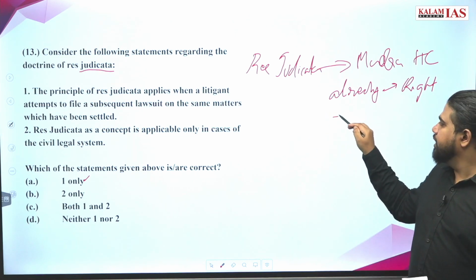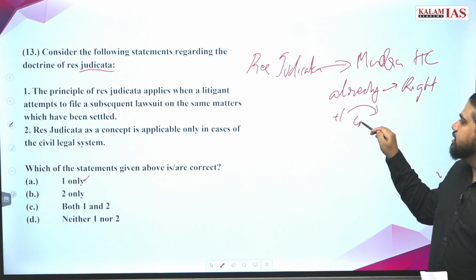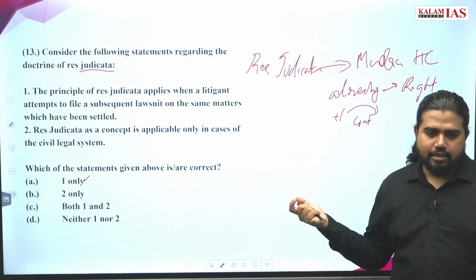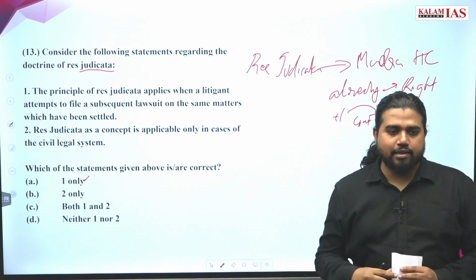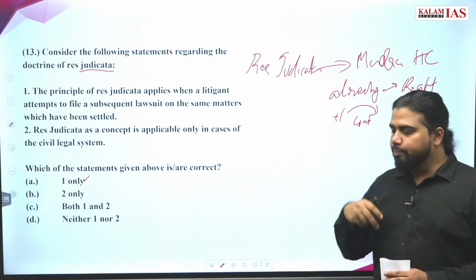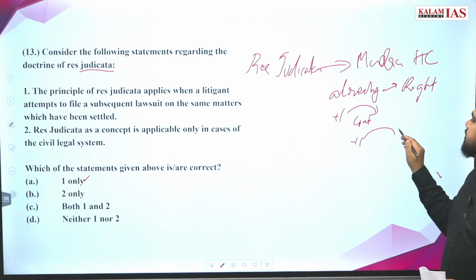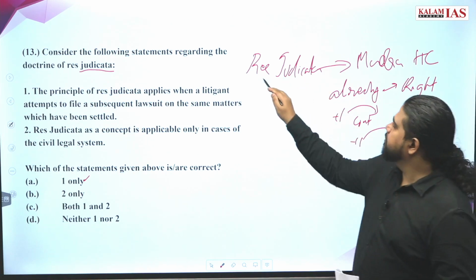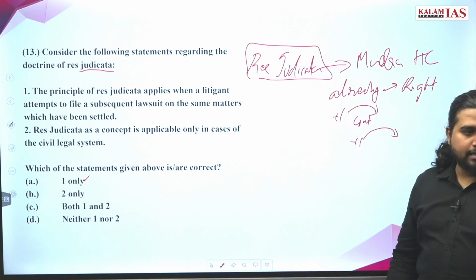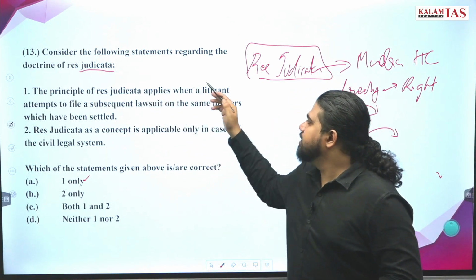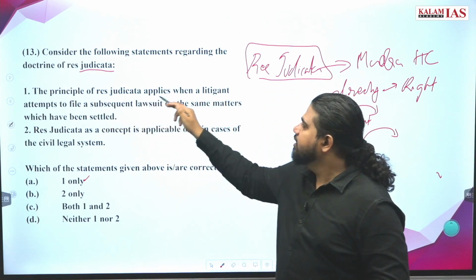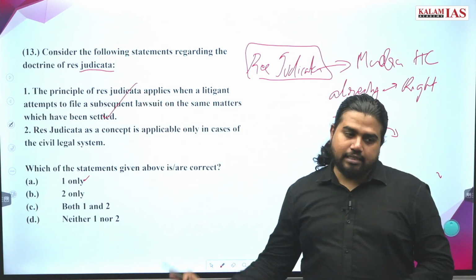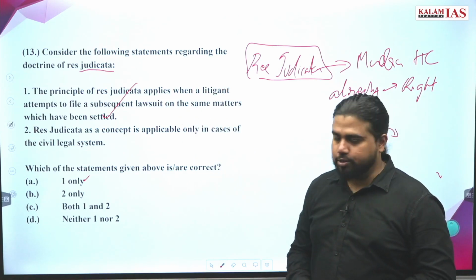If a claim you raised has been settled by the court, then there are some leverages provided. Within some days, a review petition can be filed. Beyond this, you cannot approach the court with exactly the same demand or claim. This principle is res judicata. The principle of res judicata applies when a litigant attempts to file a subsequent lawsuit on the same matters which have been settled. This is the definition of this doctrine.